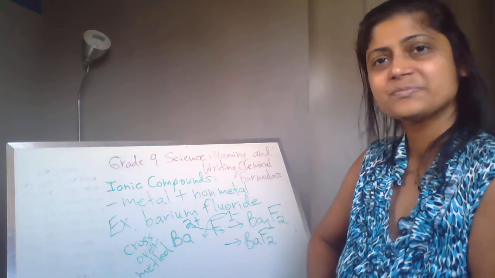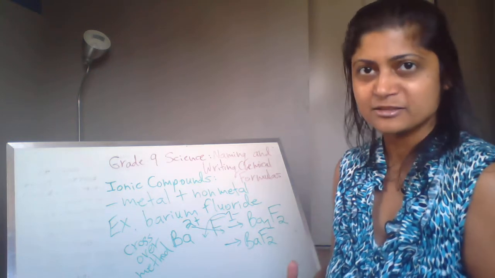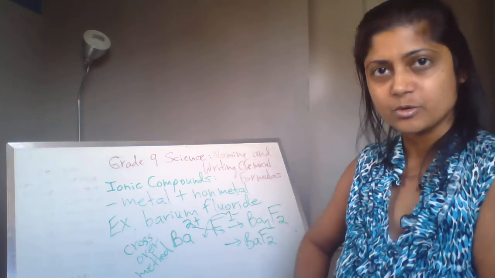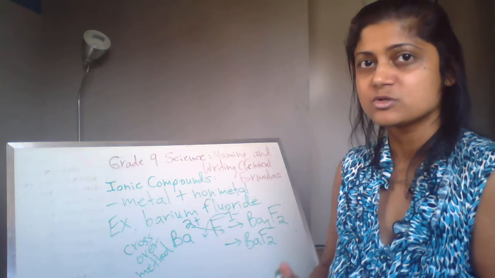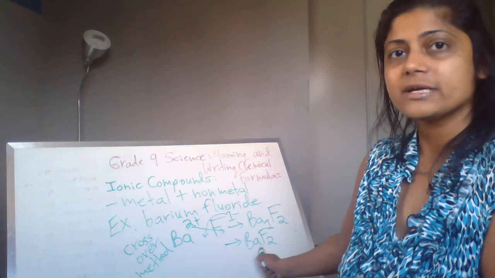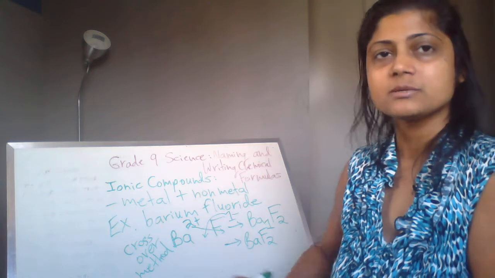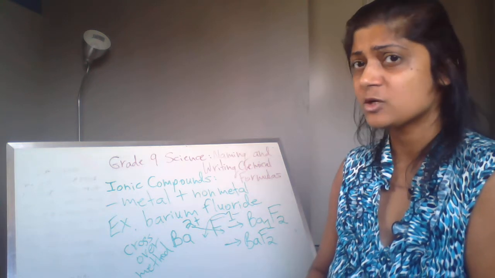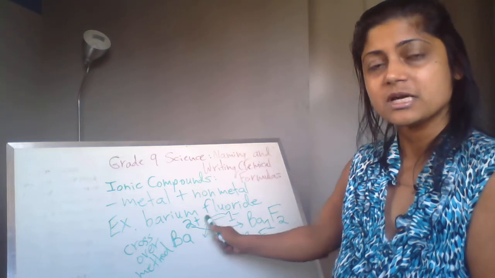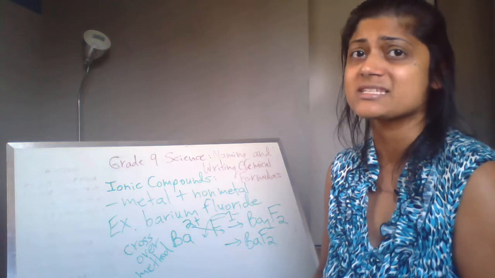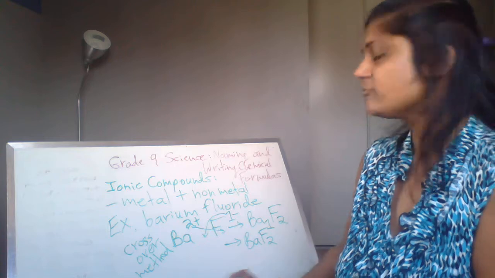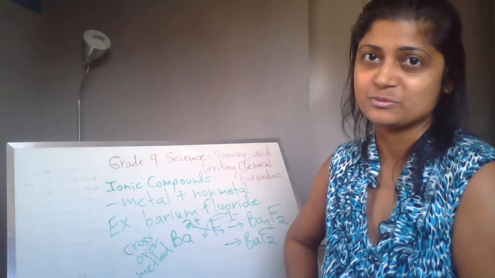Does everyone see that? It's kind of like math a little bit. Don't write the 1. You can write it like this, how I wrote it on the board, so I don't get confused about where those numbers are moving. When I'm writing my formula, you notice I'm not writing any of the charges. The charges don't really matter. We are just taking the numbers and crossing them to the opposite side. So this is barium fluoride and the formula is BaF2.